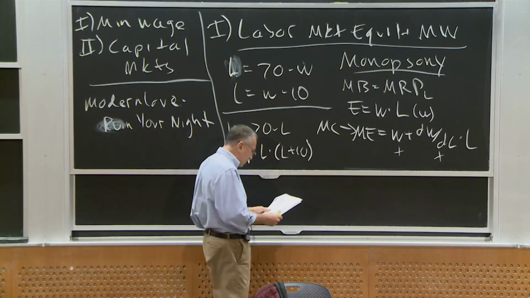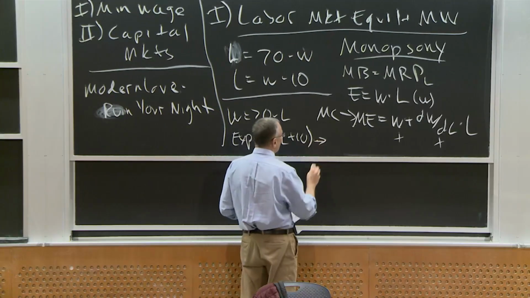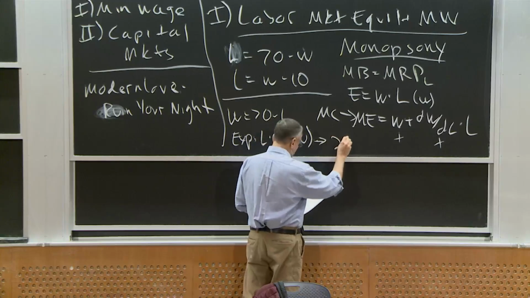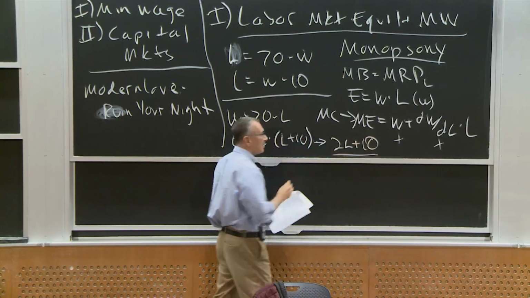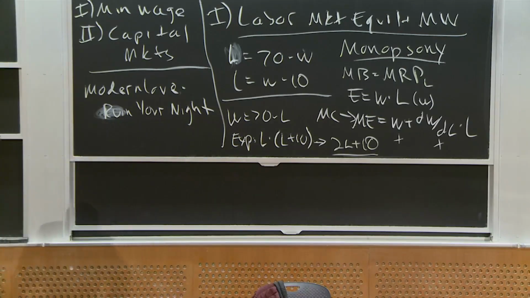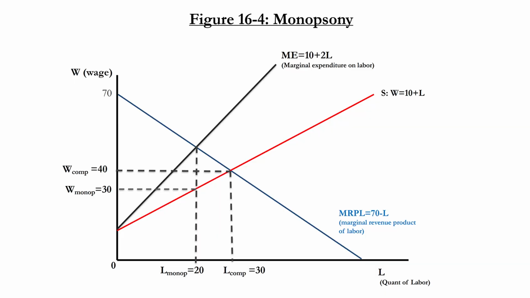Differentiate that with respect to L, and what do you get? If you differentiate with respect to L, you get 2L plus 10. And that is the firm's marginal expenditure curve, which is above the supply curve, as you see in figure 16.4.